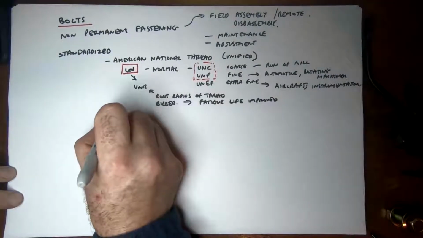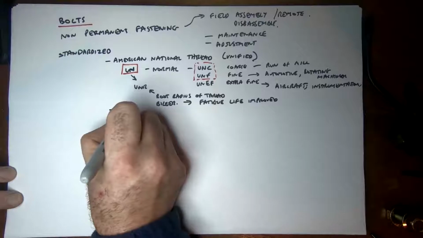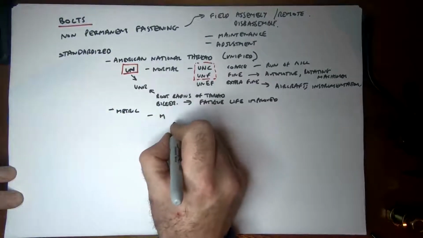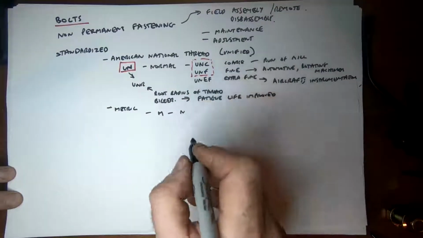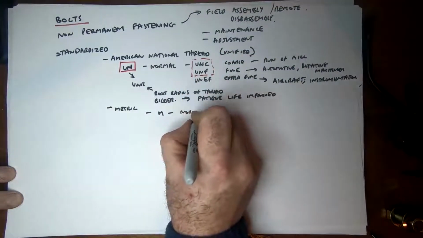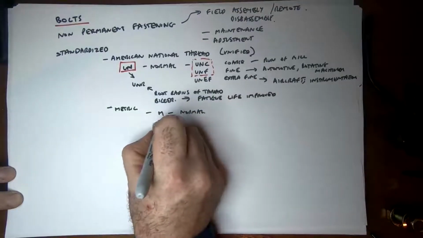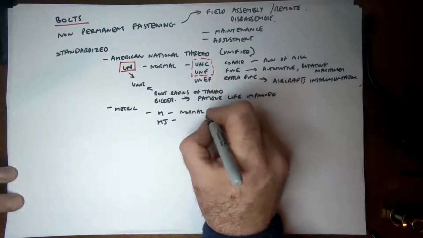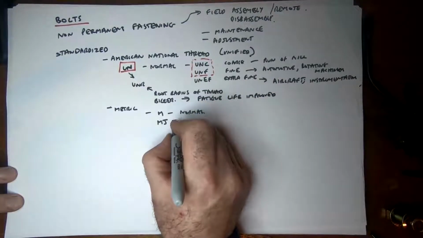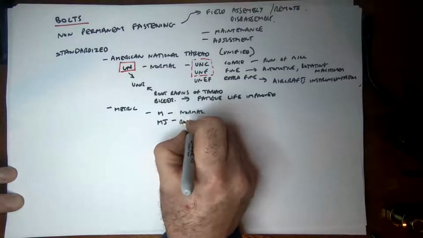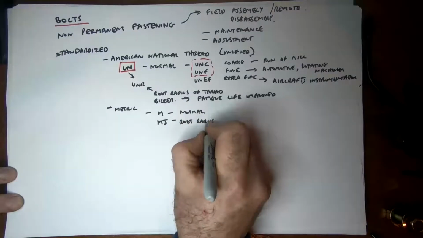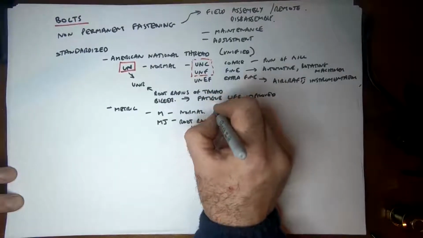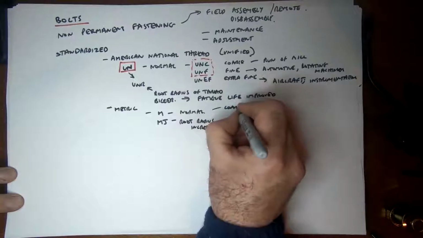With the metric standards, they have the designation M for normal, which is our equivalent to UNC, and then for some strange reason they have the MJ, which is your root radius increase, and then you've still got your metric coarse and fine as well.